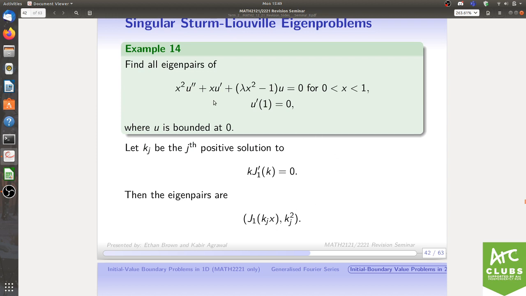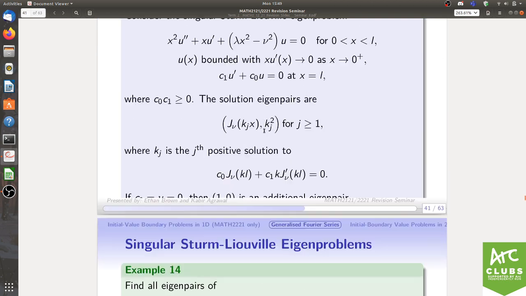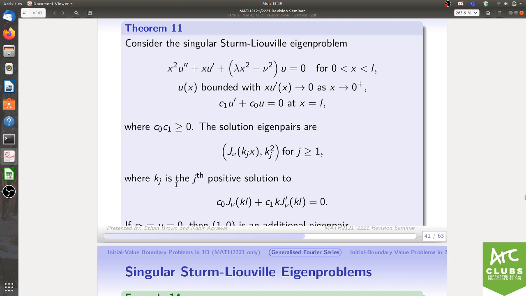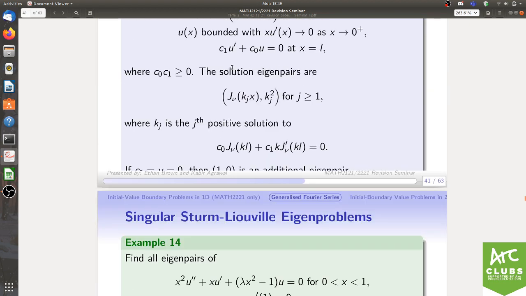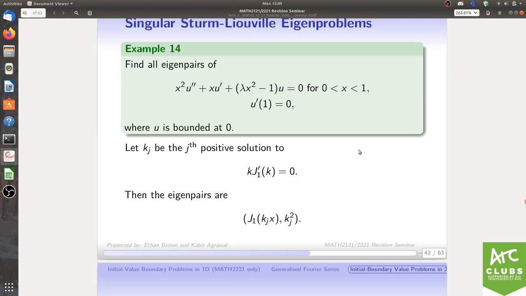As a quick example, over here we have x squared u double dash plus x u dash plus lambda x squared minus 1 of u equal to 0 over this interval, where u is bounded at 0 and u dash of 1 is equal to 0, which is very similar to what we already had. We don't really care about this part at the moment; we can get to that whenever we want. The point is that all we need to do is find the eigenpairs.